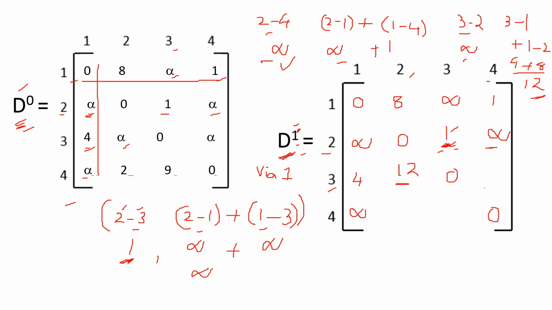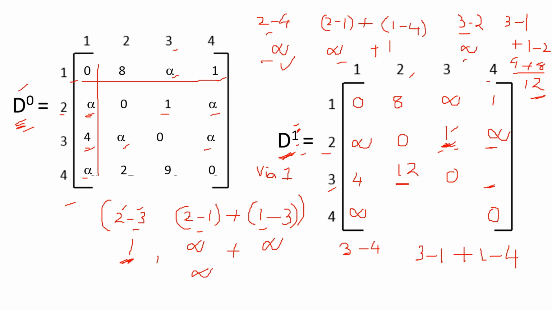I'll show you this also. That is 3 to 4, sorry, not 4 to 4. So 3 to 4 means we are writing it, we are doing it via 1. So 3 to 1 plus 1 to 4.